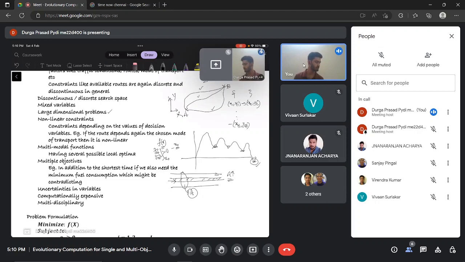So if you increase the area of the inner pipe, you will have more surface area, so your heat transfer will increase. But it will lead to a reduction in this particular area, which will increase your pressure drop. So your pumping power has to increase. So here you have two conflicting objectives.